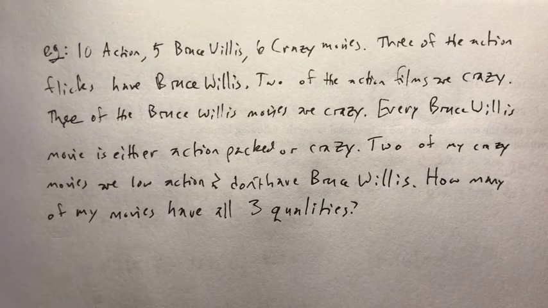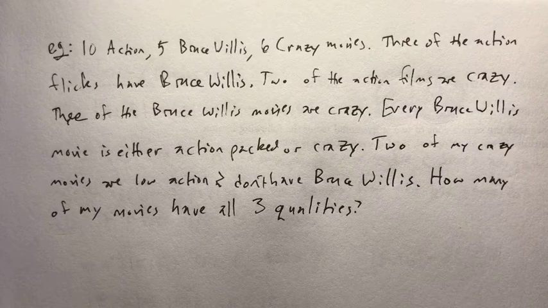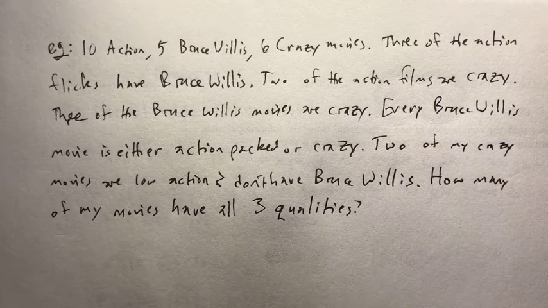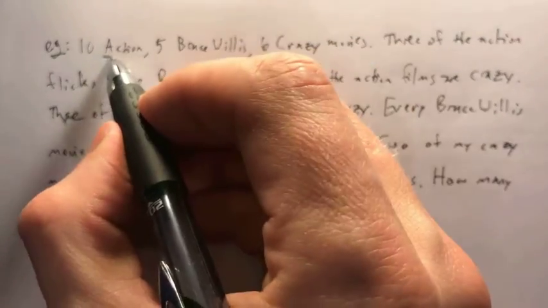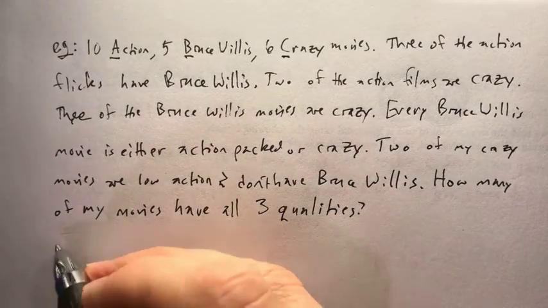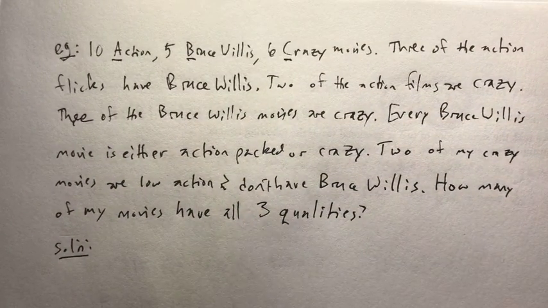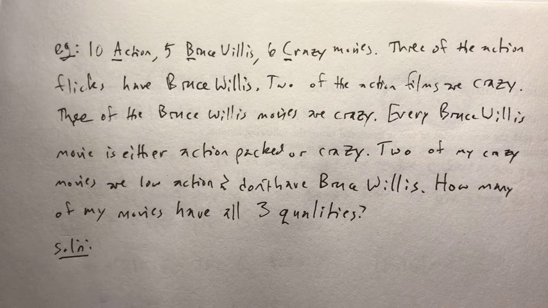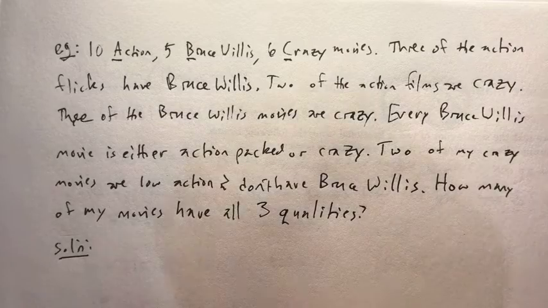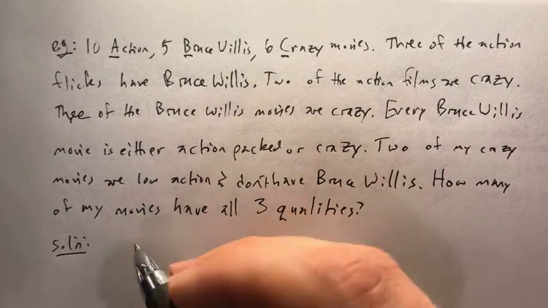Well, I need to come up with some very clever way to represent all 3 of these sets. Maybe if I could come up with some letters. Oh, I know. How about A for action, B for Bruce, and C for crazy? There we go, that'll help. So something else that might help would be to draw, for visual organization, a Venn diagram of A, B, and C.